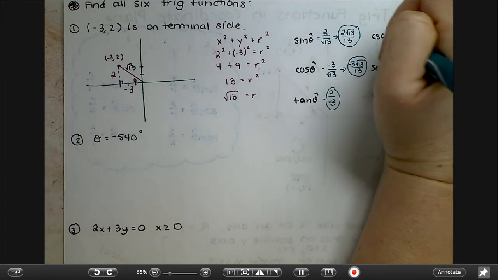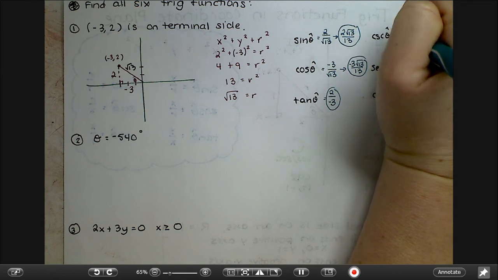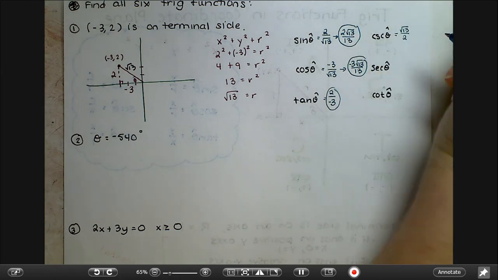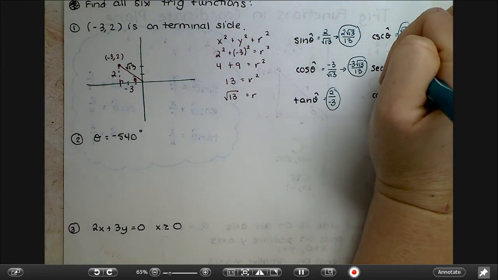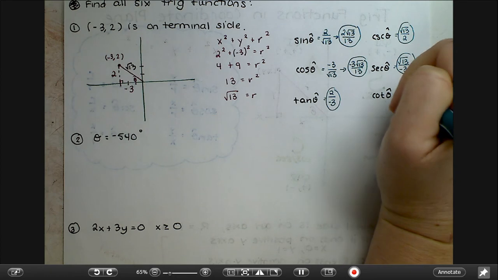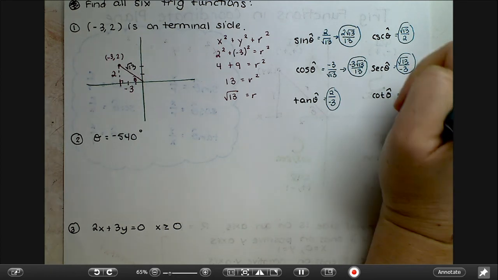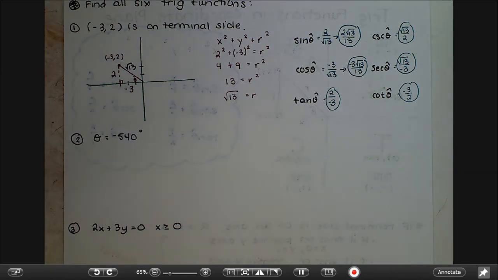And now the reciprocal functions. So cosecant is hypotenuse over opposite, and that's already all set. Secant is hypotenuse over adjacent, and that one's all set. And cotangent is adjacent over opposite. So that is how you do it when you're given a point. Obviously, you can pause it if you need more time.